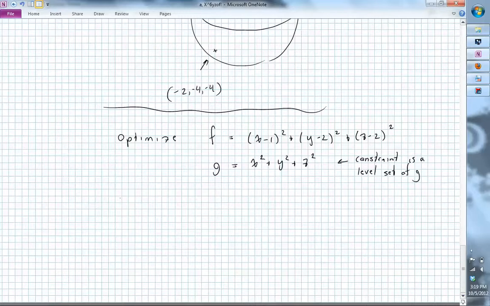And the method of Lagrange multipliers says we want the gradient of f to be equal to lambda times the gradient of g. In other words, we want the gradient of f and the gradient of g to point in the same direction. They may differ by a scalar, but they point in the same direction.